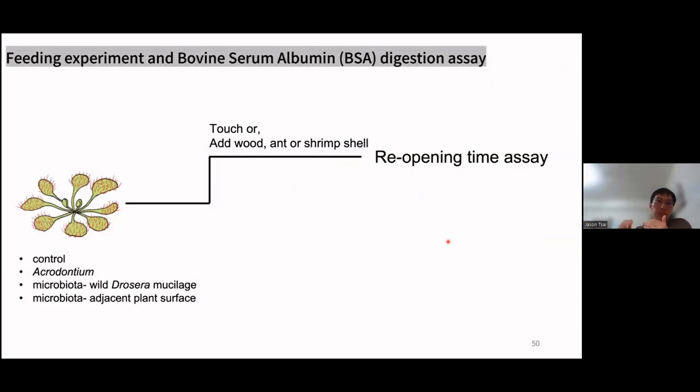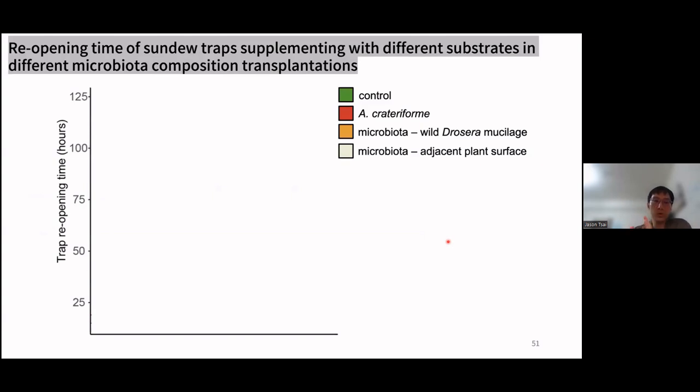Joking aside, the first key assay we designed was a reopening time assay, where we exposed the Drosera traps to different stimuli. We either gently touched the traps or added a variety of substrates: non-nutritive controls like wood powder and shrimp shell, or ant powder, which is a natural prey source. We then recorded how long it took for the traps to reopen, comparing the control plants to those inoculated with different microbial treatments.